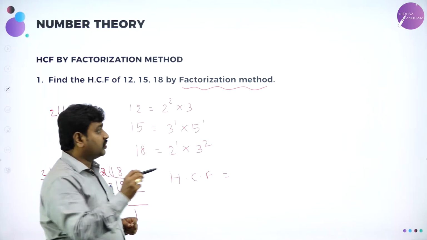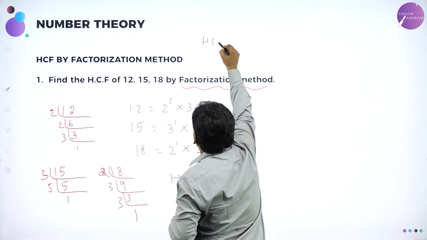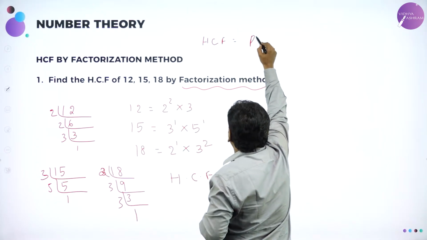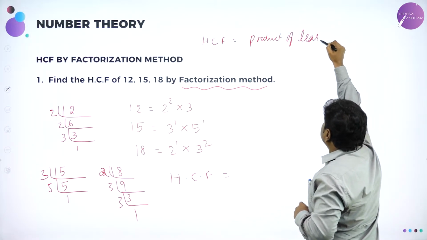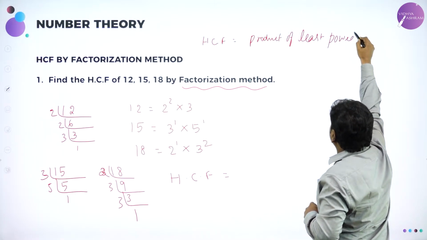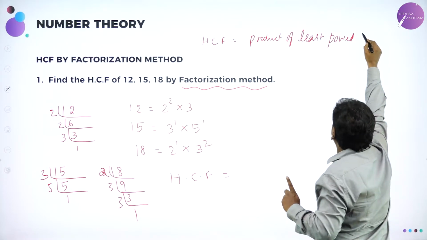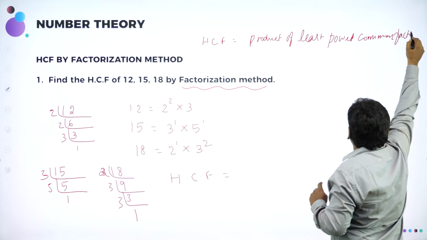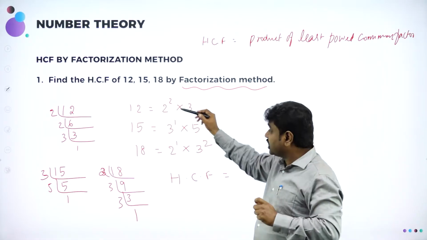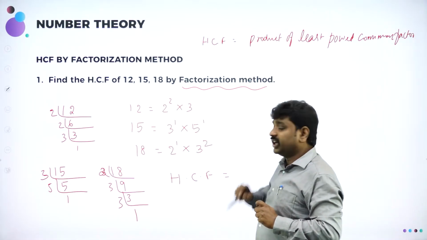I'll repeat. What is HCF? HCF is product of least powered common factors. Please understand, least powered common factors. Common factor means what? It should be common for all. 3 is common for 12, 15 and 18.